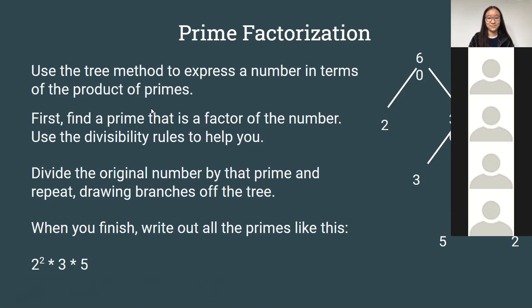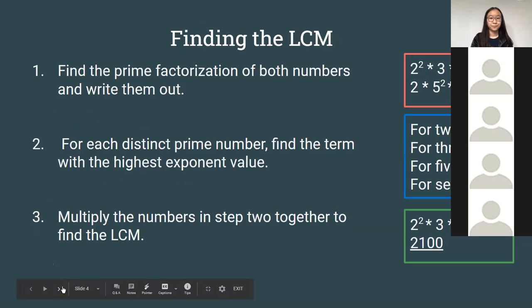It's important when you're doing prime factorization that you list the numbers in least to greatest order. So 2 is less than 3 and 3 is less than 5, so we're going to list it like this. Also, you notice how I put 2 squared instead of 2 times 2. That's important as well. You need to make sure that you're putting the correct exponent for the factor.